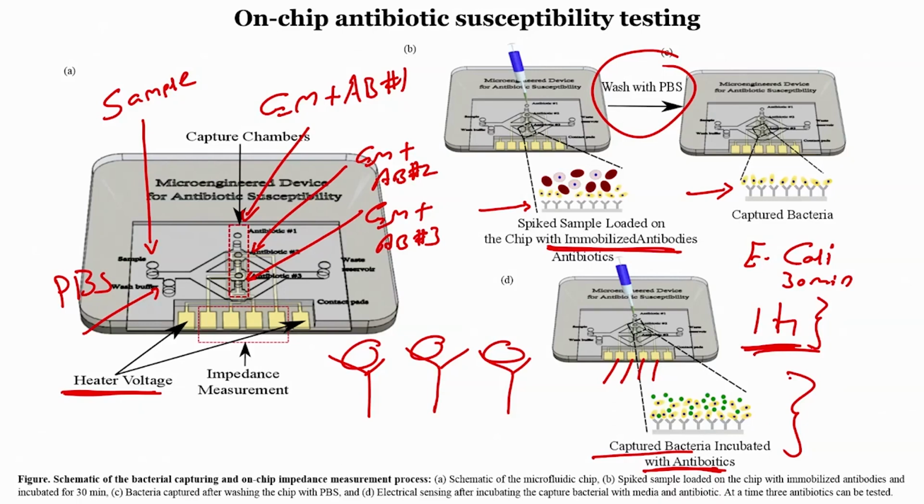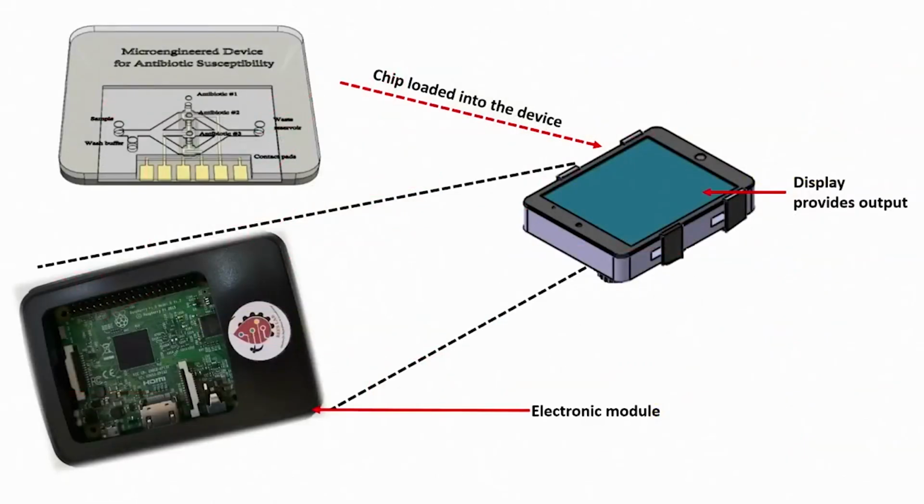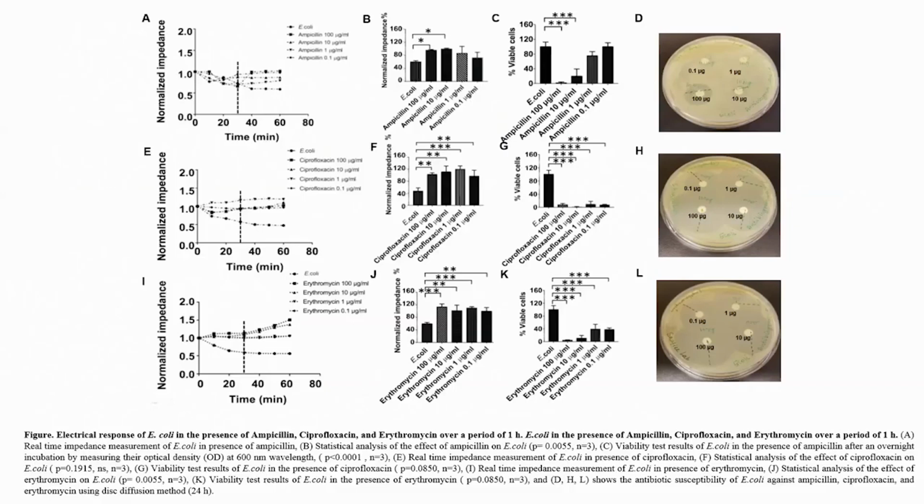So, the advantage of microfluidics would be that at the same time you can understand the effect of 3 different antibiotics, correct. So, how does the data look? The data would look like this.